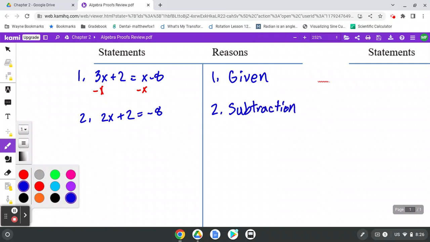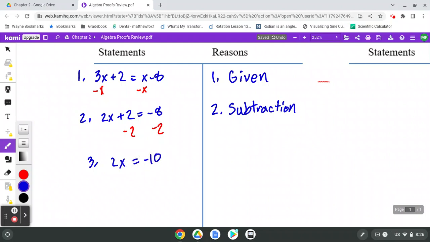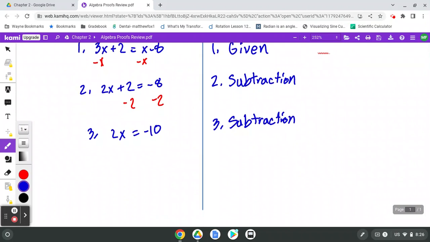Next, we have some choices to make, but for the most part now it's pretty clear. We want to get the 2 and the negative 8 together, so we'll subtract that 2. At this point, we're left with 2x equals negative 10. Once again, we subtracted. Some of you might be worried about subtraction twice in a row. That's okay. You can just put what we did, and we subtracted twice in a row, so we're good.